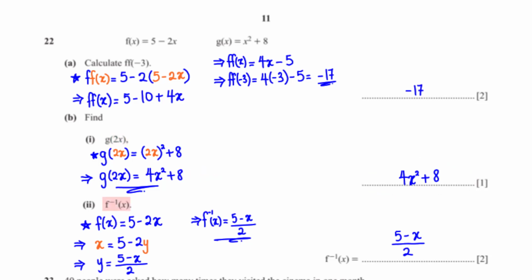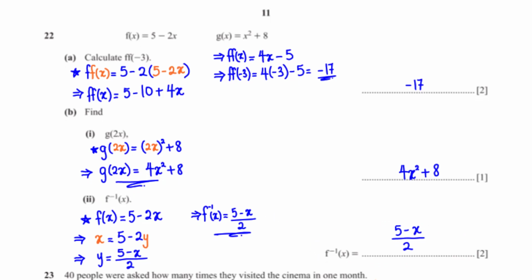Find f inverse of x. So to do this, we are going to replace f of x with x and replace x with y. After doing this, we will make y the subject, and we get y as 5 minus x over 2. So now all we need to do is replace the y with f inverse of x, and we have f inverse of x as 5 minus x over 2.